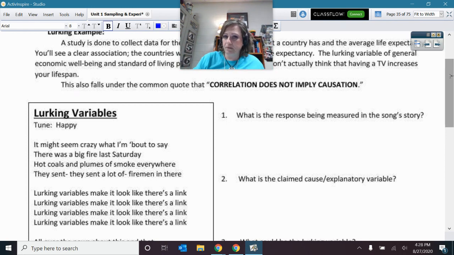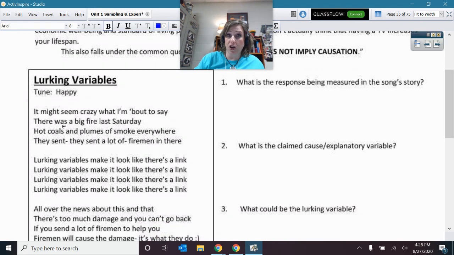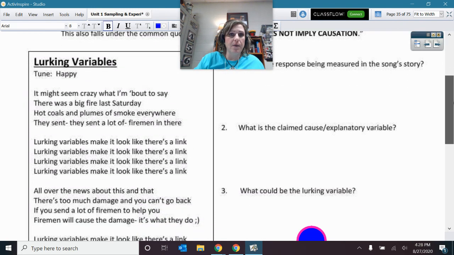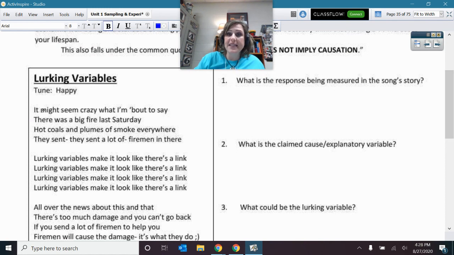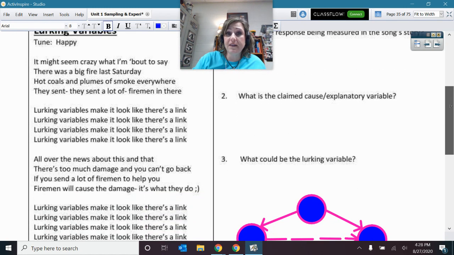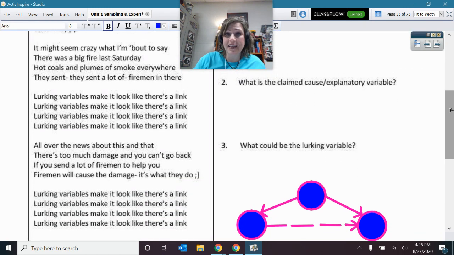All right. So here's a song over here. Okay. And so let's talk about it because it has a story. It is a story in itself explaining a lurking variable. Okay. So it might seem crazy what I'm about to say. There was a big fire last Saturday, hot coals and plumes of smoke everywhere. They sent a lot of firemen in there because there's a big fire. Lurking variables make it look like there's a link. That's a key phrase. Lurking variables made it look like there was a link.